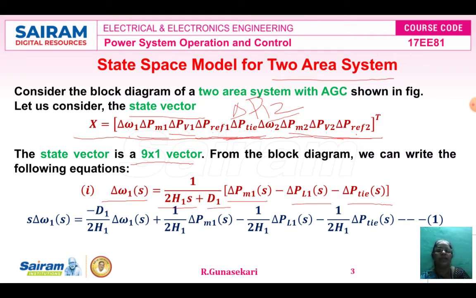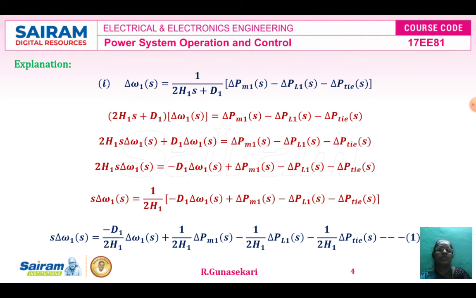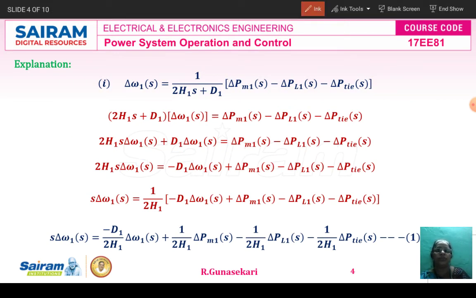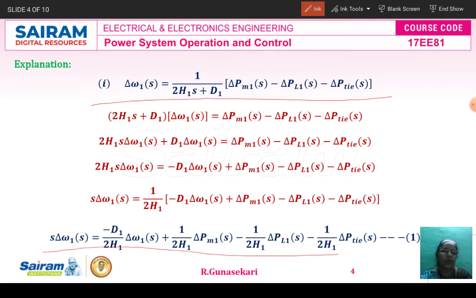How will we get this from the earlier equation? The explanation is there. Now you see, this is the actual equation. From this, how can we get this equation? You see, from this equation, this part only, the 2H1s plus D1, which is on the right hand side, comes to the left hand side. Then the remaining you have to write as it is. Then again you have to multiply 2H1s into del omega 1 of s, this term, and then D1 into del omega 1 of s, this term.